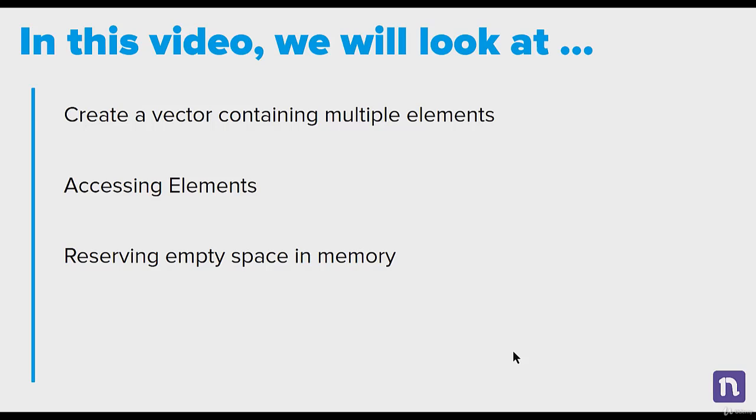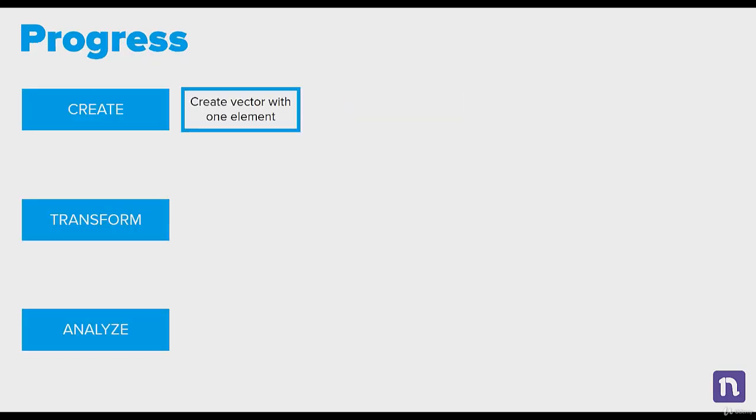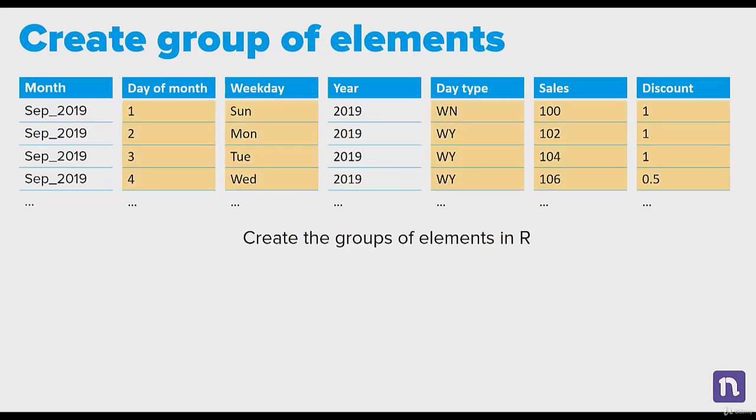object itself. A quick recap: we are in the middle of the case study of the online pizza company where you want to analyze two of these goals. One is to study the impact of revenue increase by adding an extra shift, and the second is to recommend an online advertising strategy. We saw how to create one day's worth of data previously. Now in this one, we will see how to create 1 week worth of data.